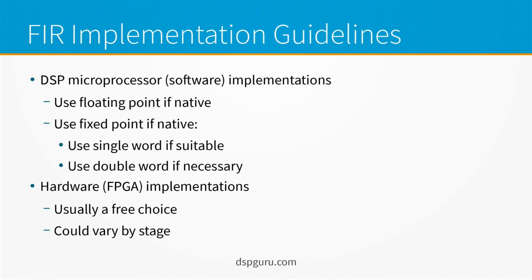In a hardware implementation, the common thing nowadays is to use an FPGA. And within that, you often have a free choice of how many bits to use at each stage. It could even vary by stage. And you typically want to minimize the number of bits at each point because the resources used in the FPGA is related to the number of bits. So you may make different choices at each stage in order to minimize the amount of FPGA resources used, but still meet the overall FIR filter design requirement.